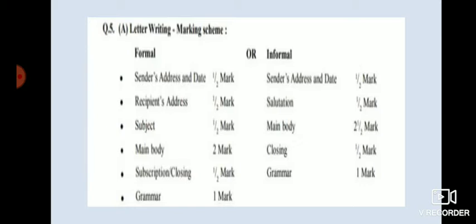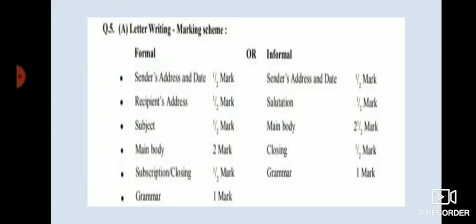Also students, you can see here the marking scheme for the formal and informal letter. If you write sender address and date, you will get half mark, recipient's address half mark, subject half mark, main body 2 marks, subscription or closing half mark, and grammar is for 1 mark. So this is the marking scheme of the formal letter.